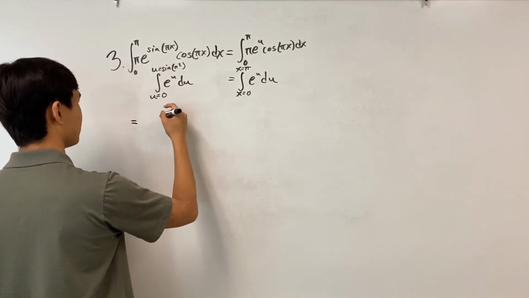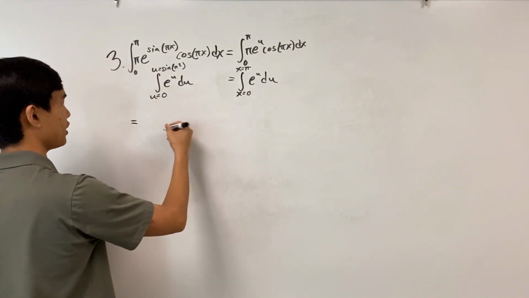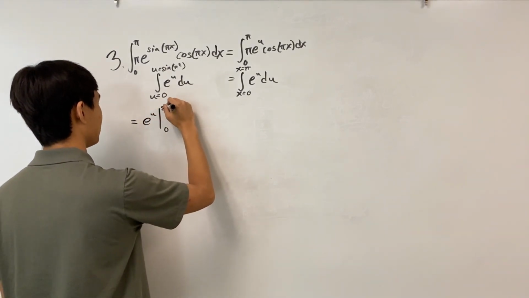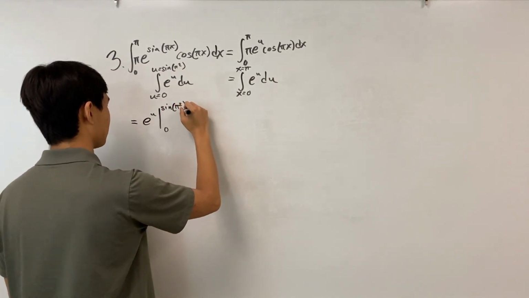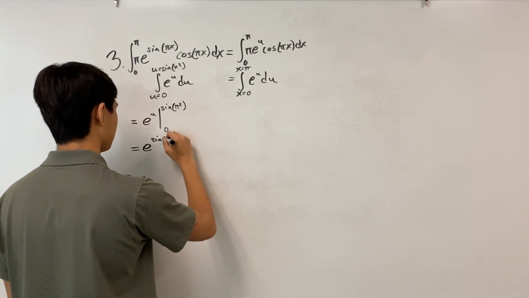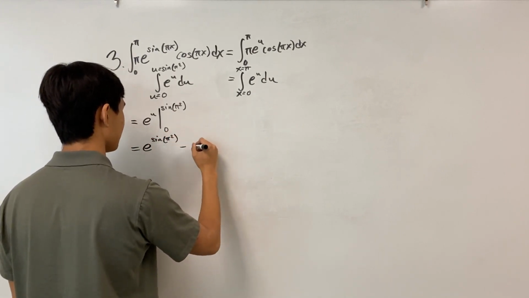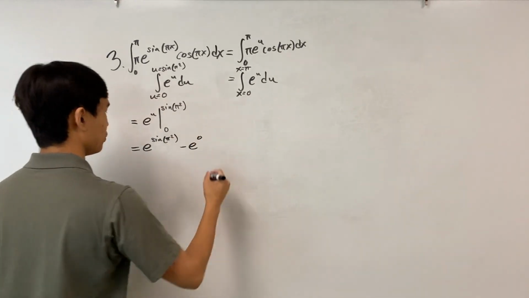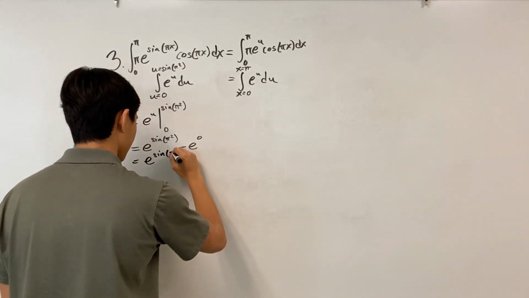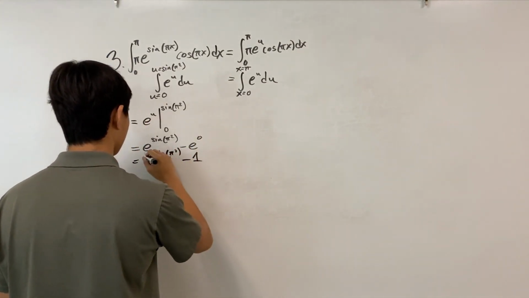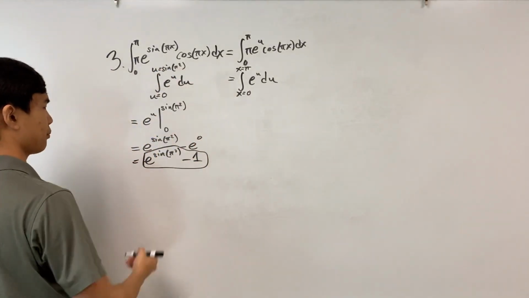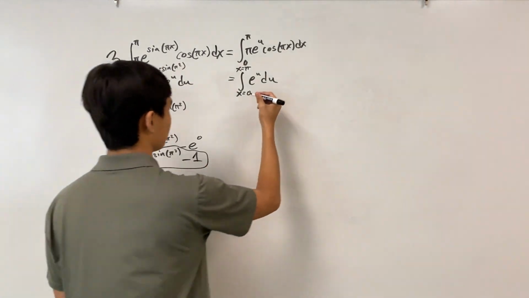First off, the integral of e to the u is just e to the u. We're going to evaluate from 0 to sine of pi squared. And this is e to the sine pi squared minus e to the 0, which is e to the sine pi squared minus 1. And this is our final answer for this problem. Now I'll show you this way too.